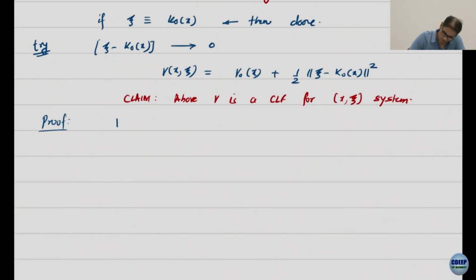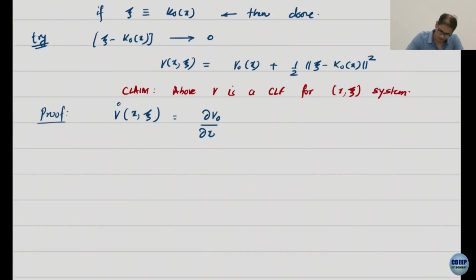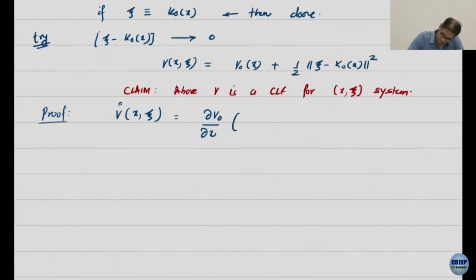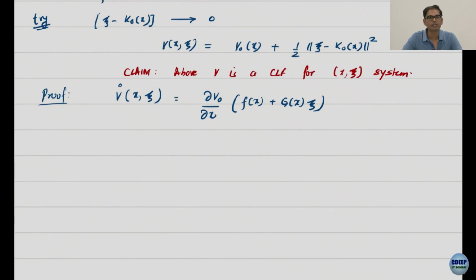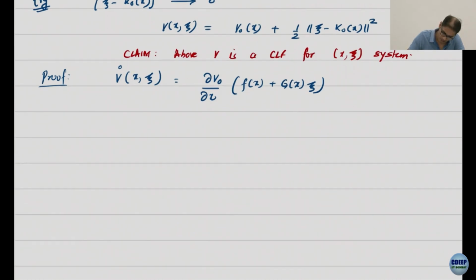So I will actually compute V dot of x comma psi, and this is what? This is the partial of V0 with respect to x. I'm just taking the derivative piece by piece. So I get the partial of V0 with respect to x, and then I get f(x) plus g(x) psi, which is x dot. And then there is no partial of V0 with respect to psi because V0 is independent of psi. So done.